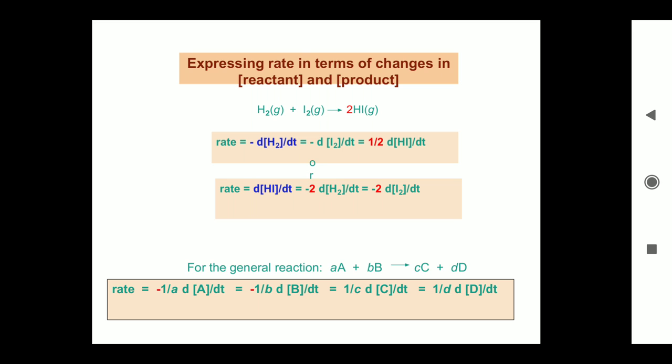A plus B gives C plus D. Here small a, b are the coefficients of A and B, whereas small c and d are the coefficients of products C and D. And we clearly know the coefficient of the species goes to the denominator in the rate equation. So rate equal to minus 1 upon a d of A by dt equal to minus 1 upon b d of B by dt equal to 1 upon c d of C by dt equal to 1 upon d d of D by dt. In this way we can express the rate in terms of changes in reactant and product concentration.